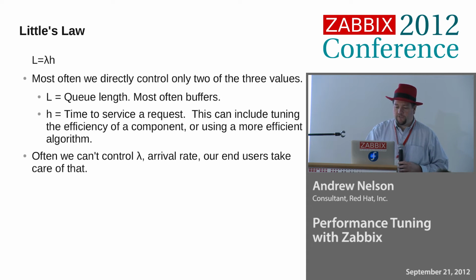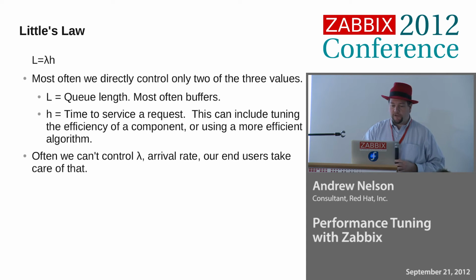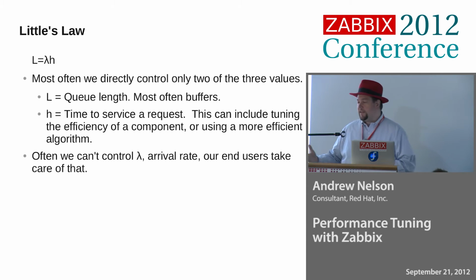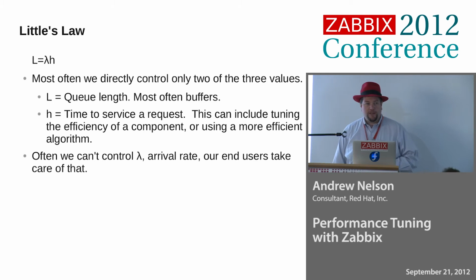Lambda is the people coming in. Lambda you often can't change. Lambda is often what your users are doing, as we describe in the next one here. So, as we're saying, Lambda, like I say, you often can't control the arrival rate of information.